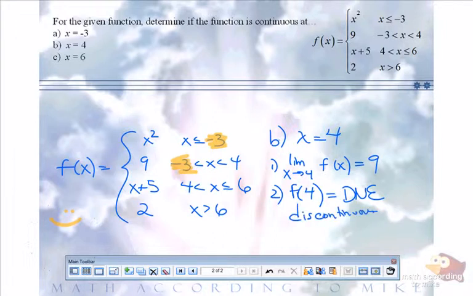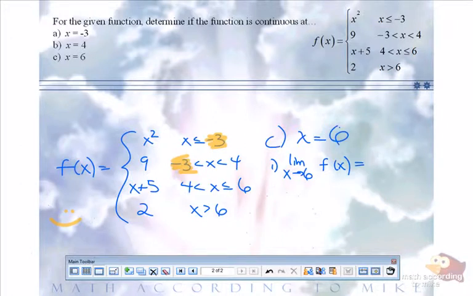If you would, please try part C on your own, x equals 6. So what's the limit as x approaches 6 of f of x? Does not exist. Why? Correct. The left-hand limit's 11, the right-hand limit's 2. 11 doesn't equal 2. So since the left-hand limit doesn't equal the right-hand limit, the limit doesn't exist. And we stop. Because if the limit doesn't exist, then it can't be continuous. So very good. This is also discontinuous.